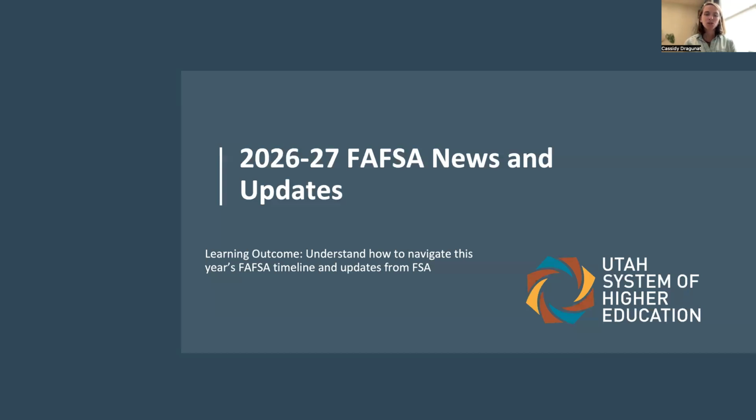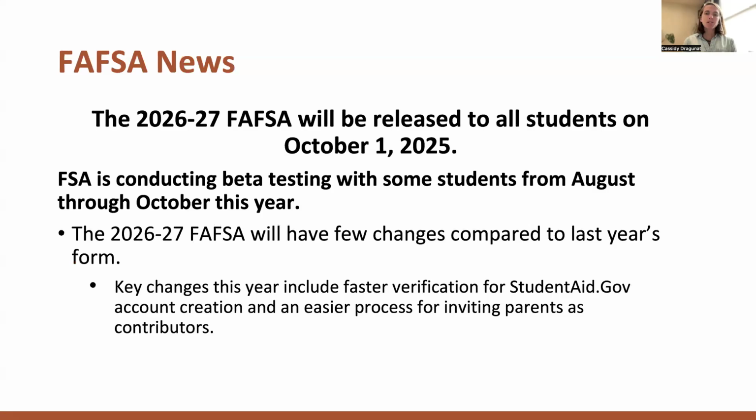To start, we're going to cover 26-27 FAFSA news so that you all can understand how to navigate this year's FAFSA timelines and share some updates from FSA. We're happy to report that things continue to move smoothly, and we've seen improvements from last year, which was certainly an improvement from the year before. The 26-27 FAFSA will be released to all students by October 1st, 2025.